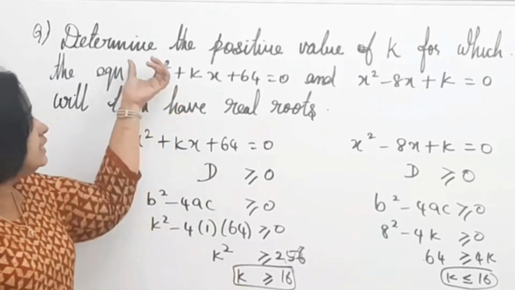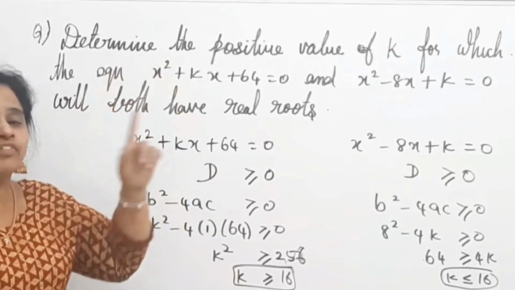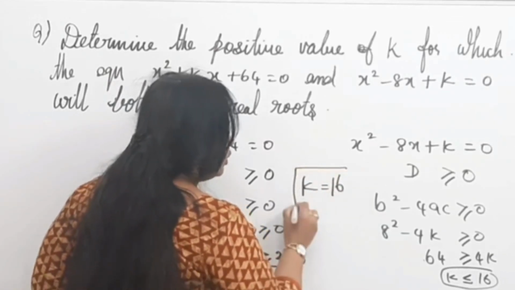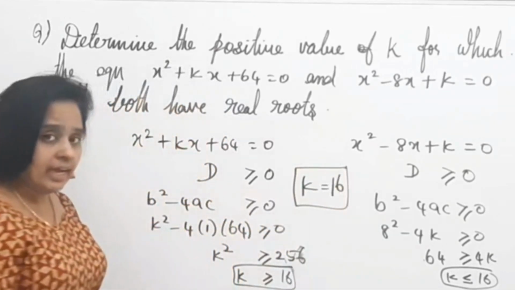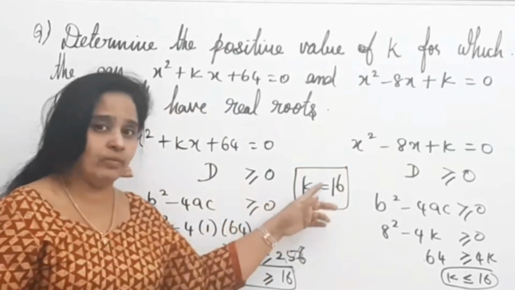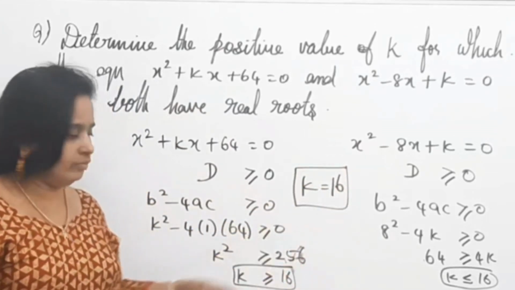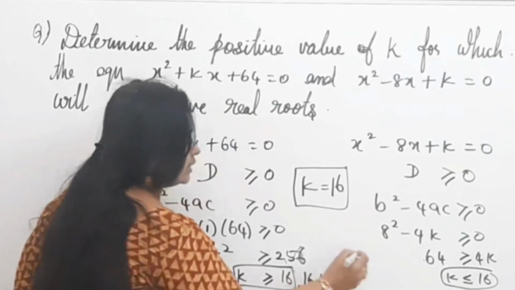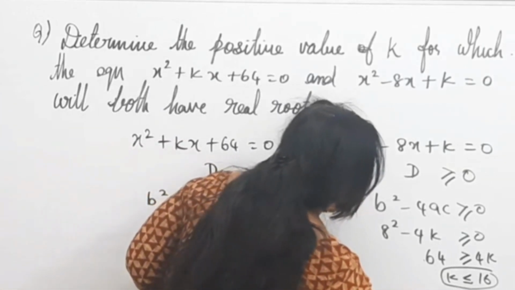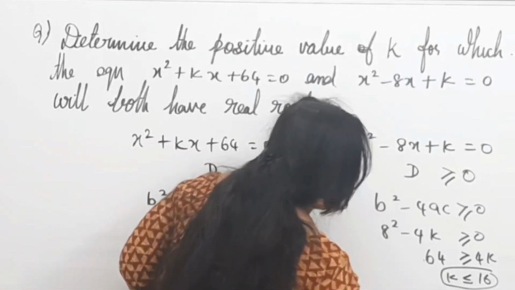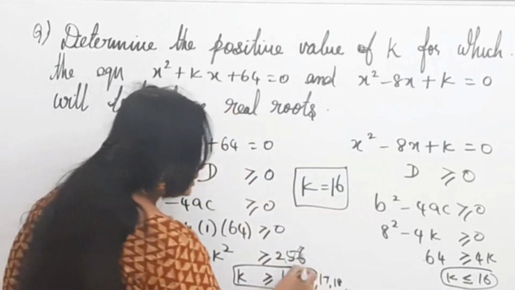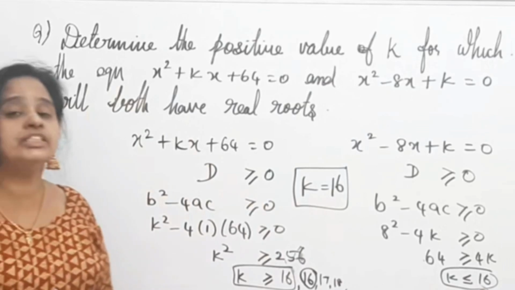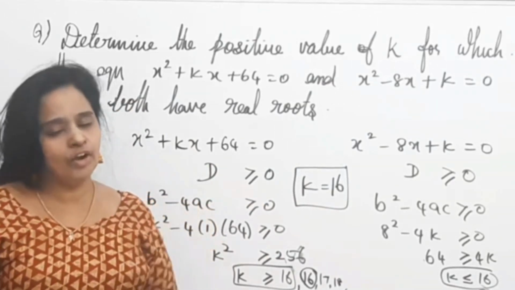Our question is, determine the positive value of K. So one such value for which both the equations will have real roots is that value K is equal to 16. Why? Because this will take the value 16, 17, 18, etc. This will take the value 16, 15, 14, etc. So 16 is the only value where these two equations will have real roots.